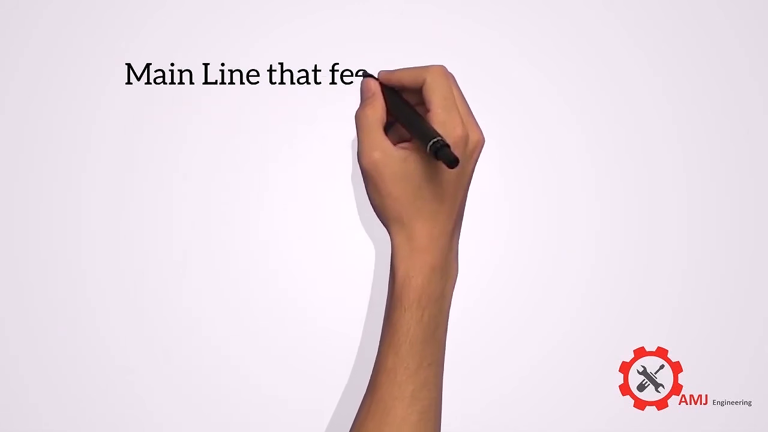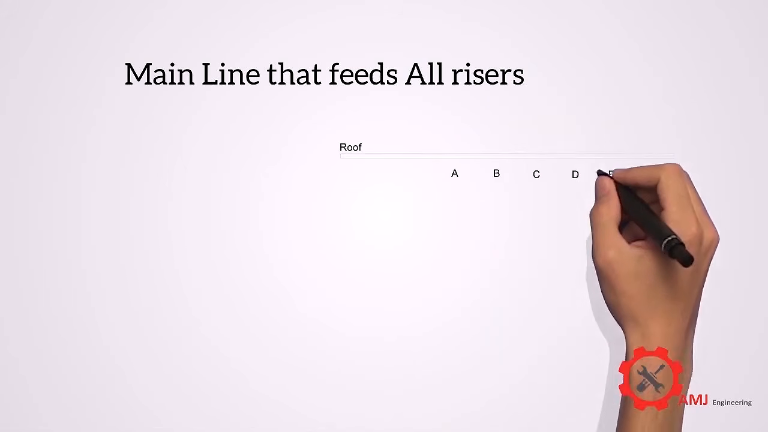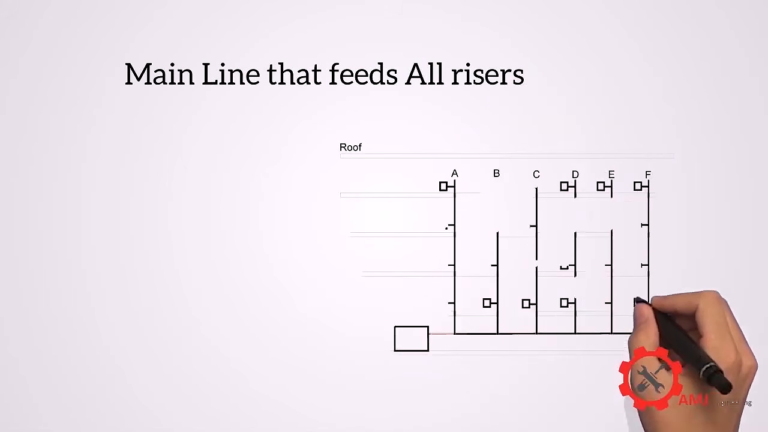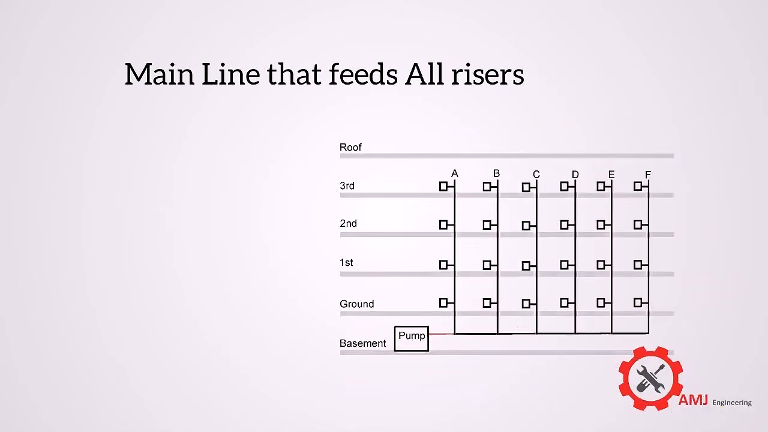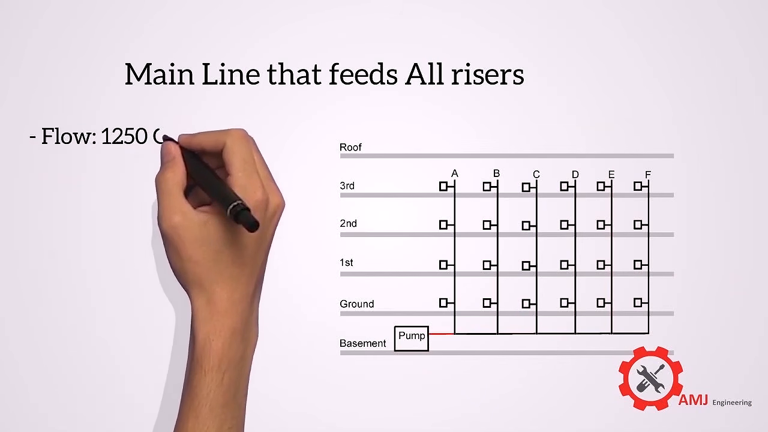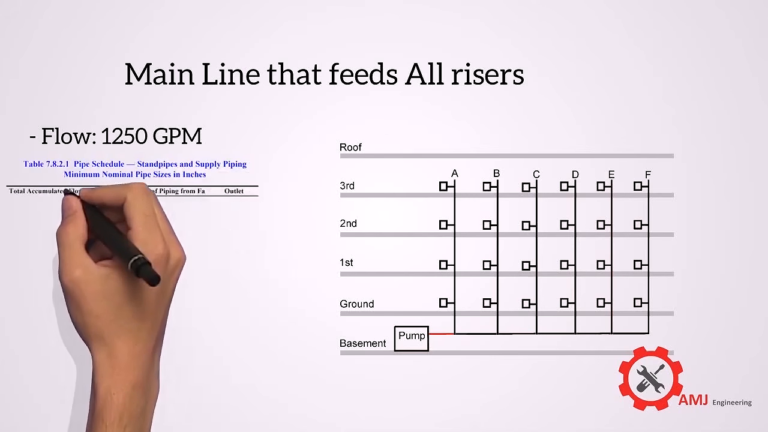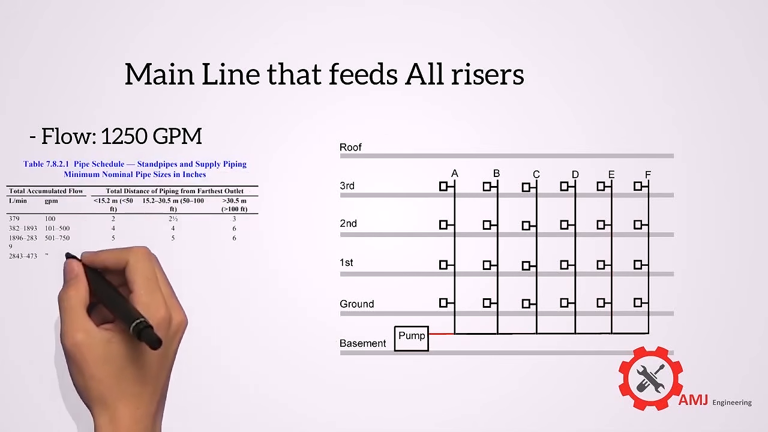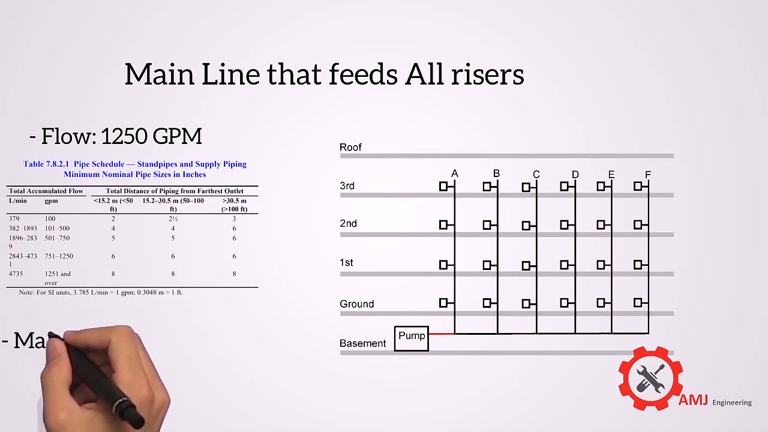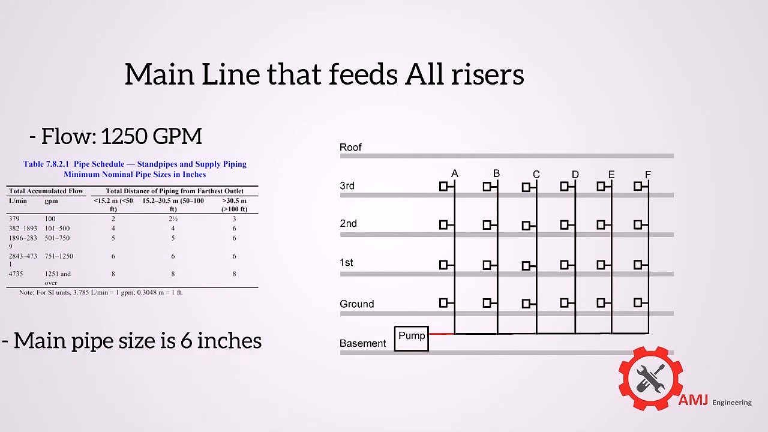For the main pipe feeding all risers, the flow is the sum of 500 GPM in riser F and 250 GPM in each of the other 5 risers. So the total is 1750 GPM. But since the total is not to exceed 1250 GPM, then 1250 GPM is to be considered. No matter the pipe length, the size should be 6 inches as per the pipe schedule table.